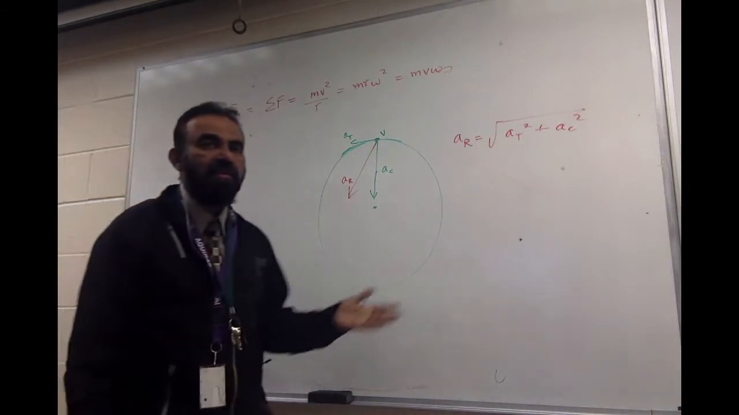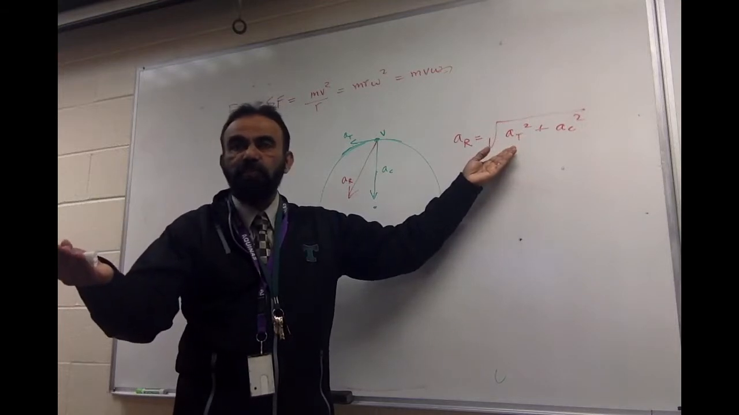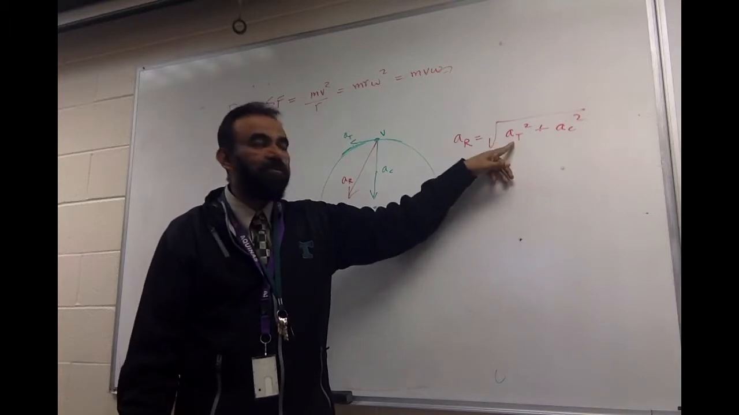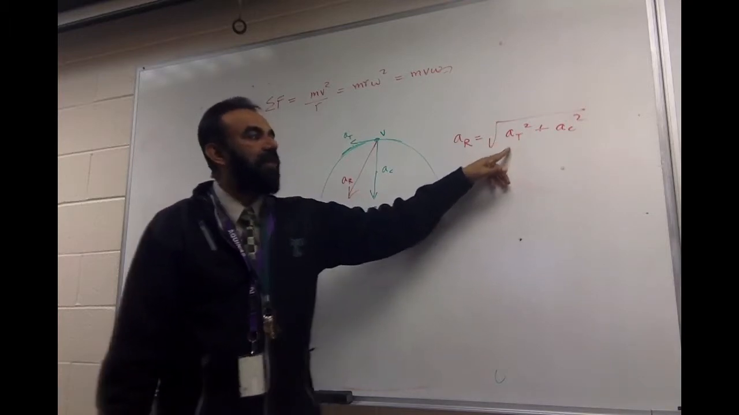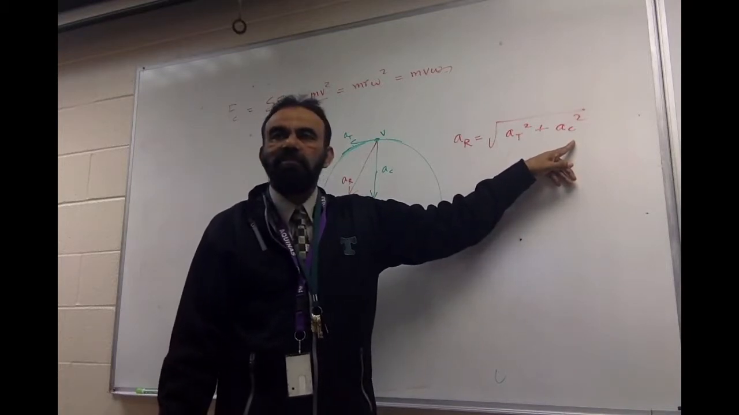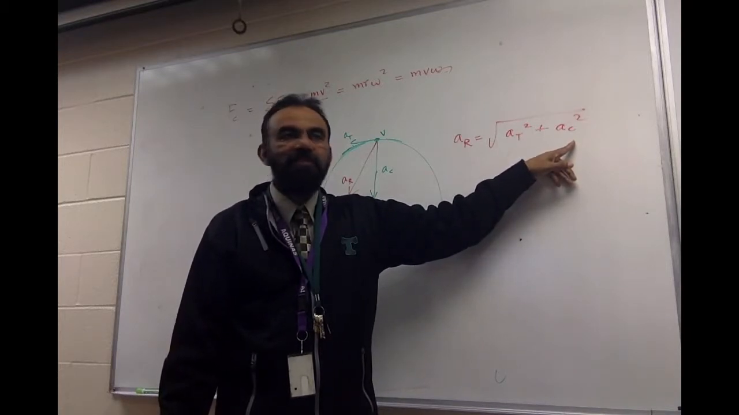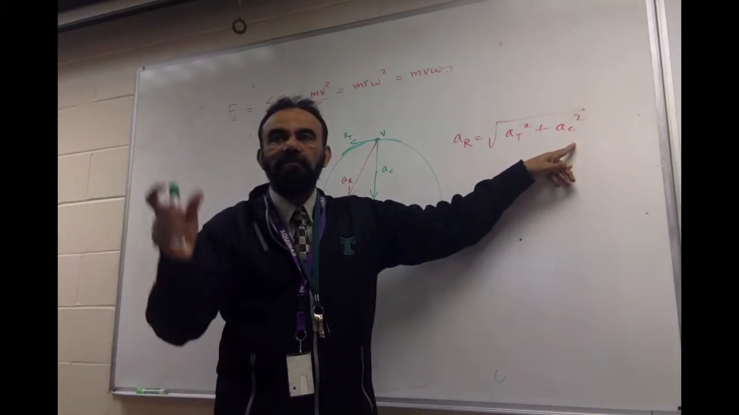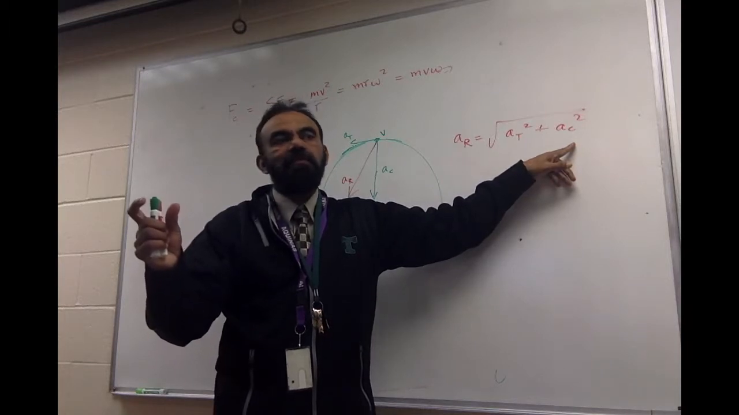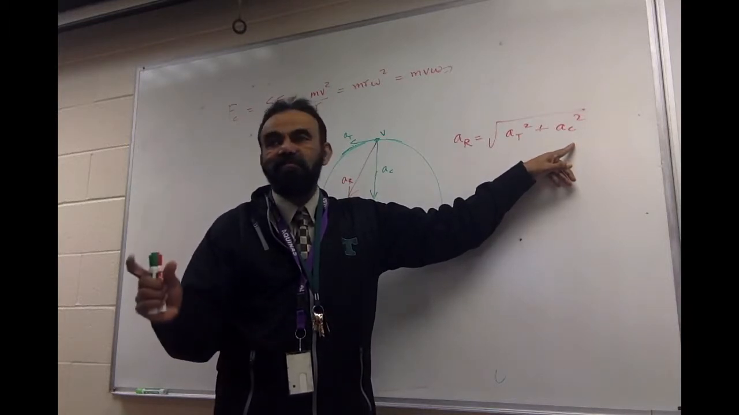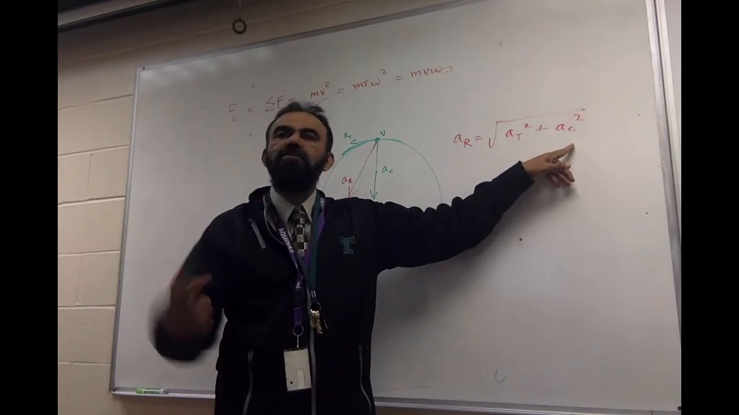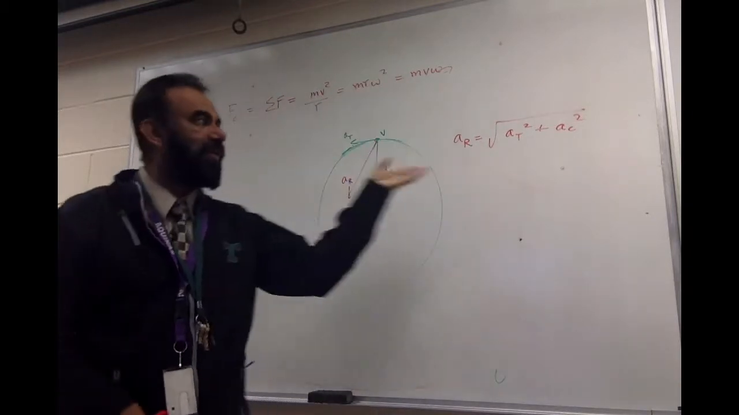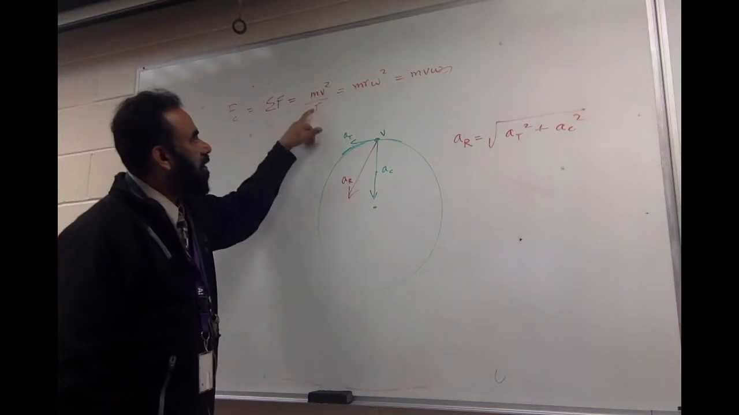Now, how do you find AT, which is the rate of change of speed? Final minus initial over time, that will tell you AT. And AC is what? Centripetal acceleration. What is the AC equation? Just AC, not FC. V squared over R. So centripetal acceleration is V squared over R, or R omega square. Either this or this.